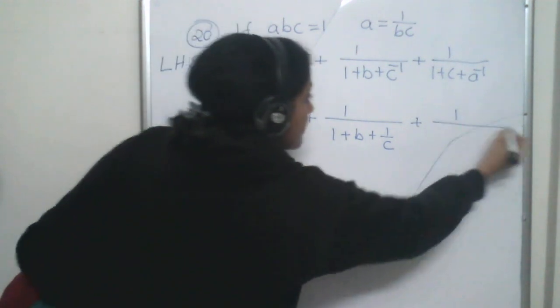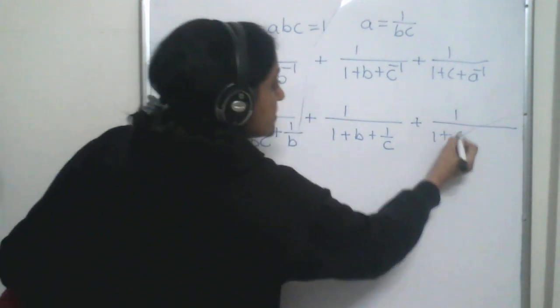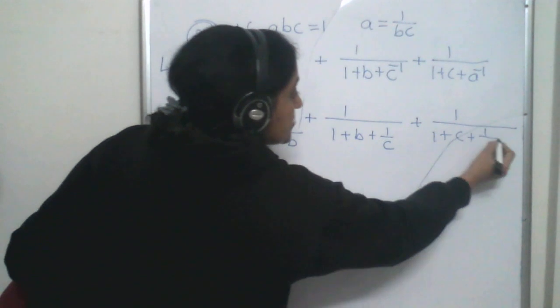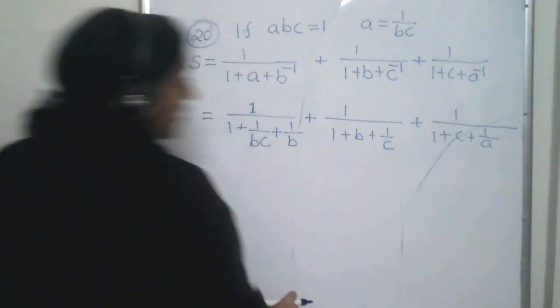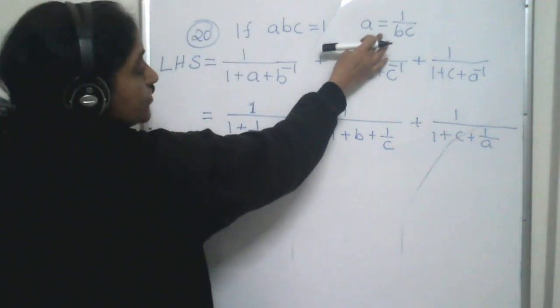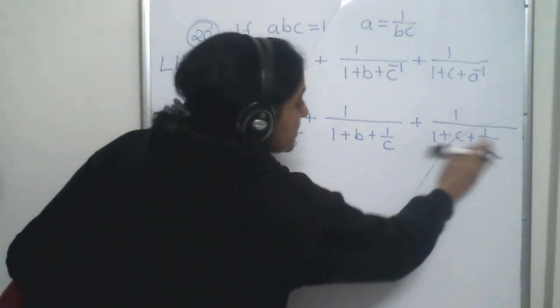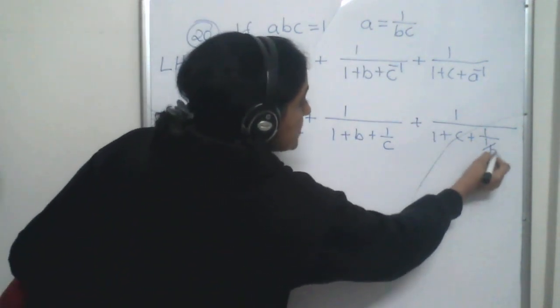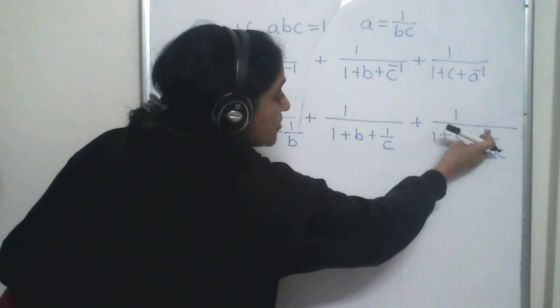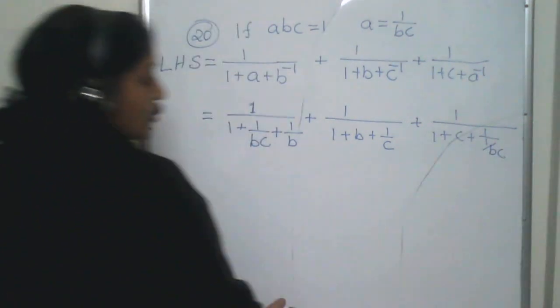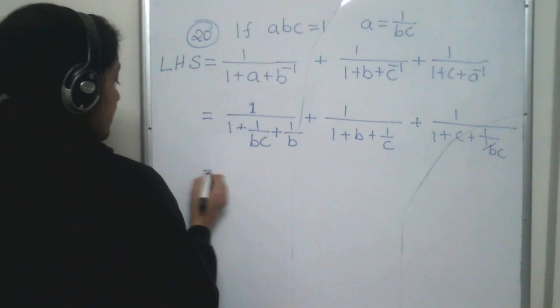1 upon, now here 1 plus c plus, this is 1 upon a. 1 upon a means in place of a again I am supposed to put this. What will happen in place of a if I write 1 upon bc? So bc will come to the numerator, 1 will remain in the denominator. Okay, that I will show in the next step.